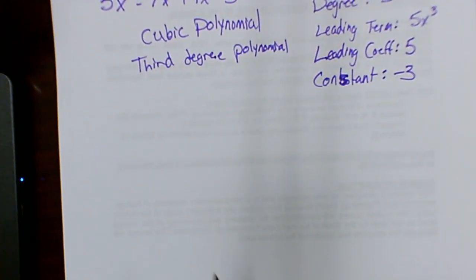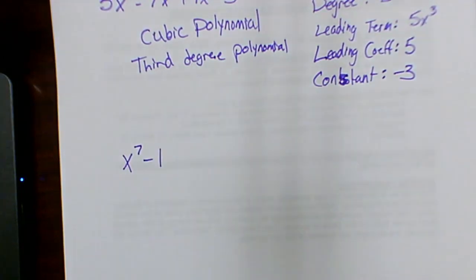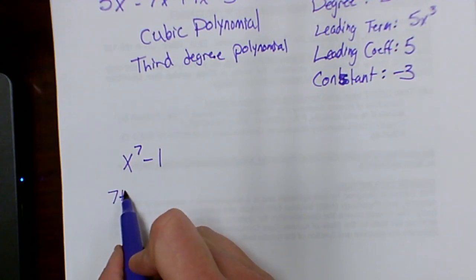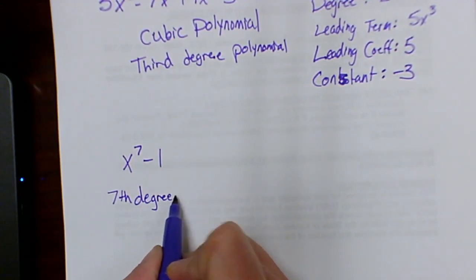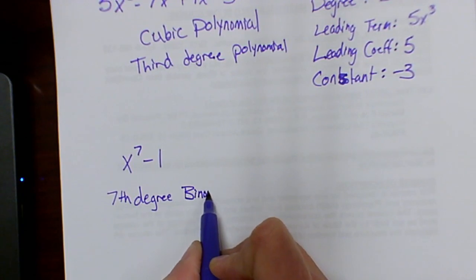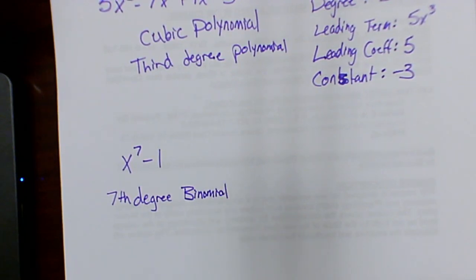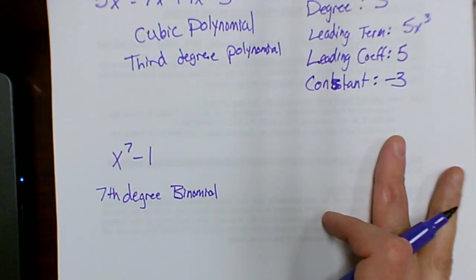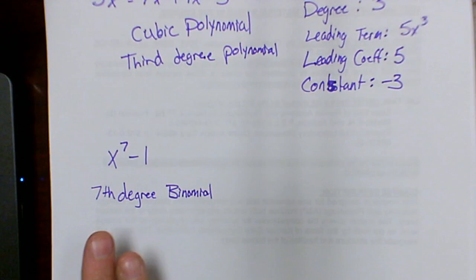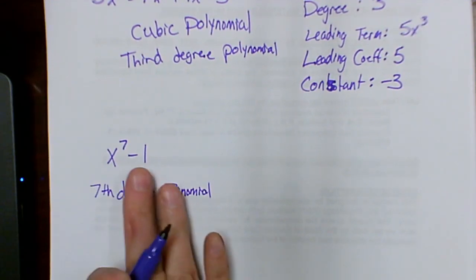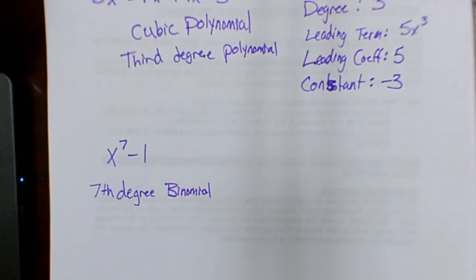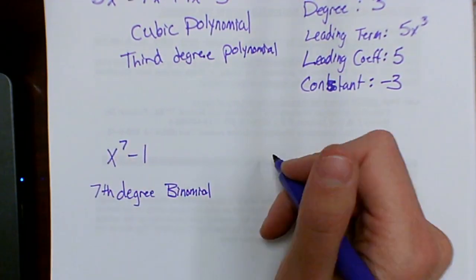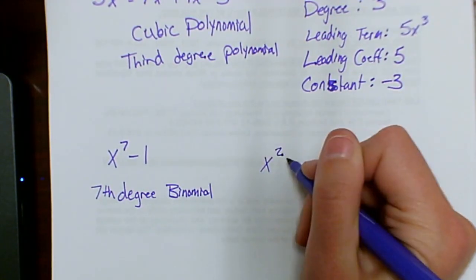Let's classify another one. X to the 7th minus 1. This is a 7th degree binomial. And I'm not going to identify those values. But this is a degree 7. The constant is -1. Leading term and leading coefficient is 1. So anyway, I'm not going to write that all out.